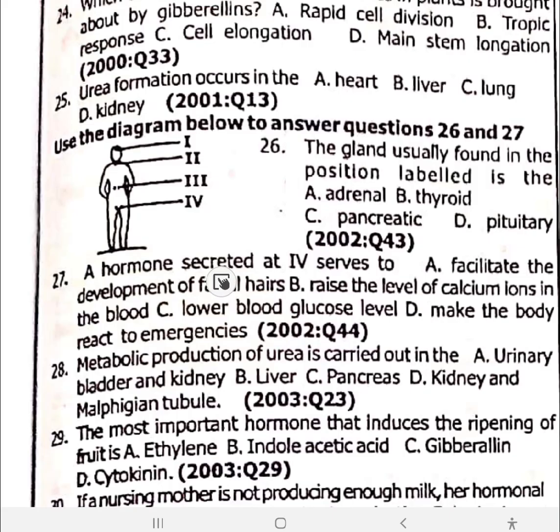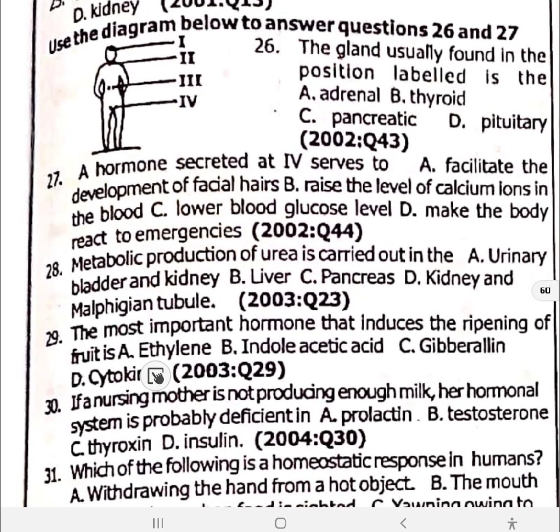27. The hormone secreted at IV, the gonads, serve to facilitate the development of facial hair. 27 is option A. 28. Metabolic production of urea is carried out in the dash. They repeated similar question again. 28 is option B. Liver. They repeated this question multiple times. Pay attention. So urea is produced in the liver, not kidney. 29.